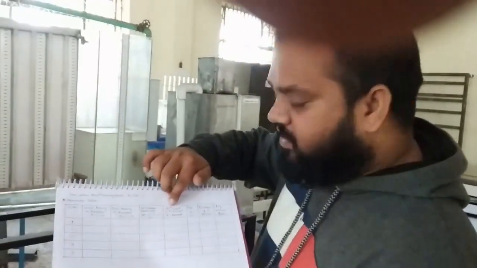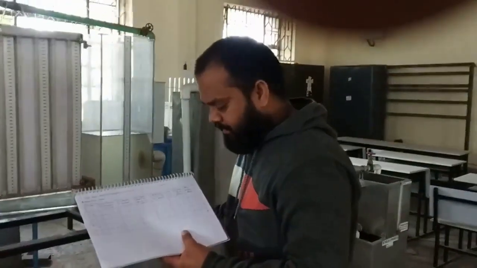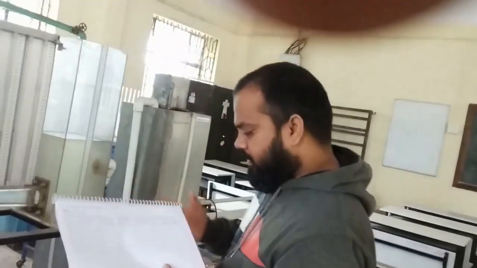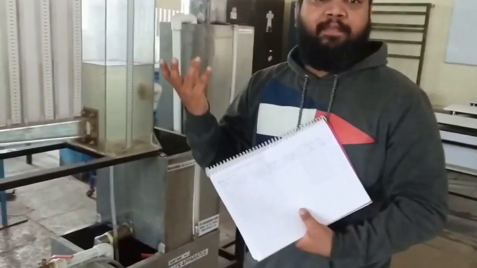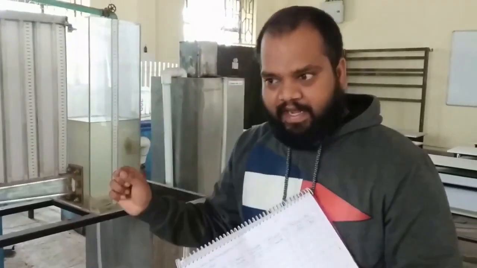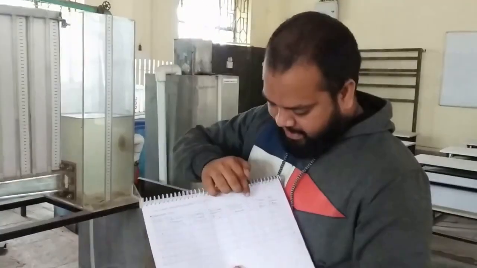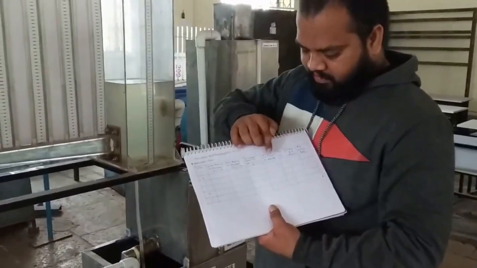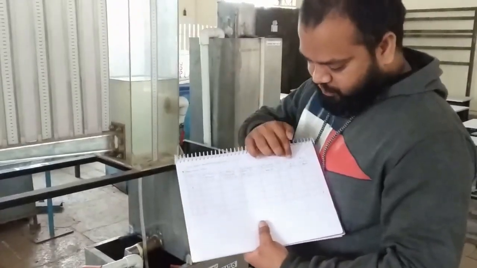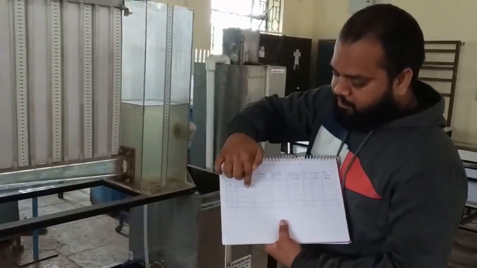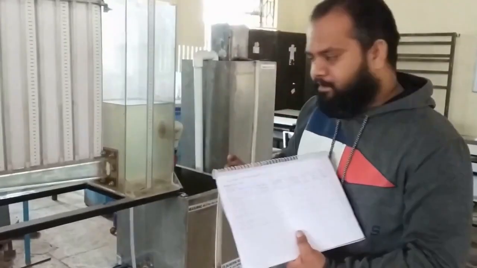Then we calculate the volume of water in your measuring tank. If you know the volume of water and the time, then we know how to calculate the discharge. The discharge unit is centimeter cube per second. Here we know the volume and also the time. So volume upon time, if you solve these two, we get the discharge of water for observation number 1, observation number 2, up to observation number 5.